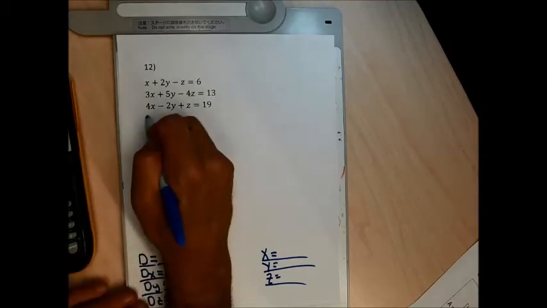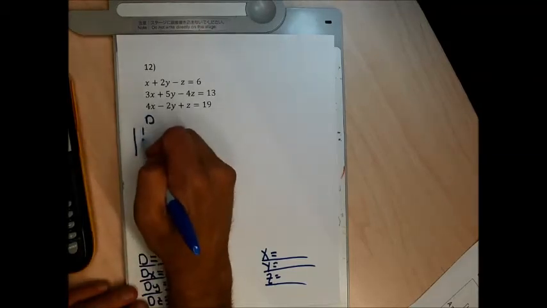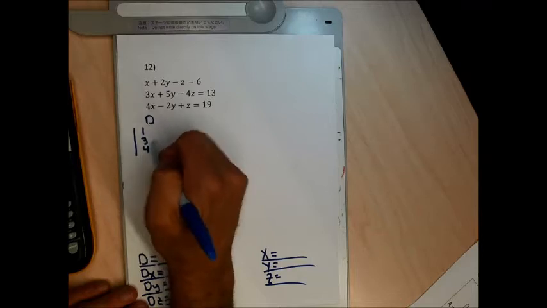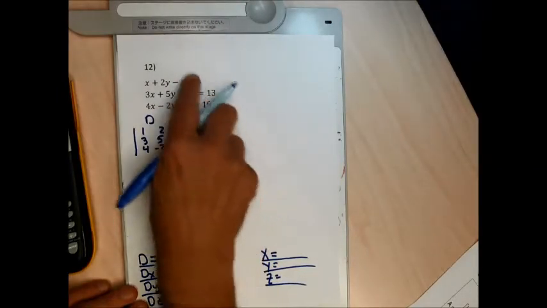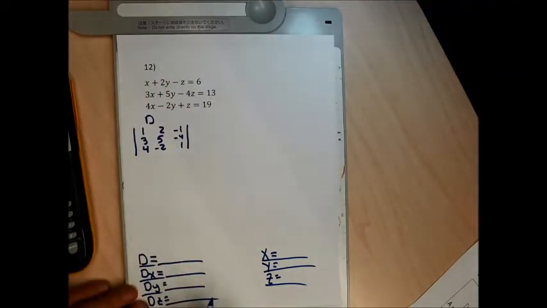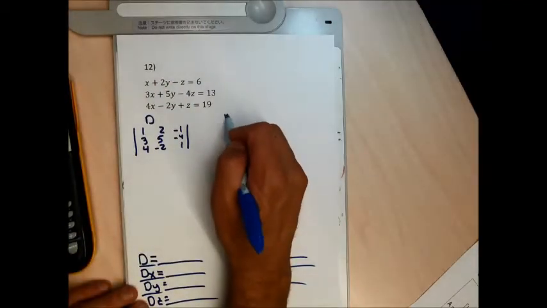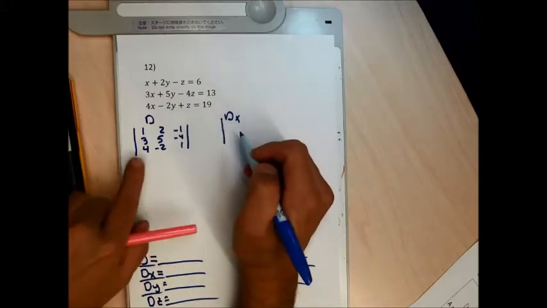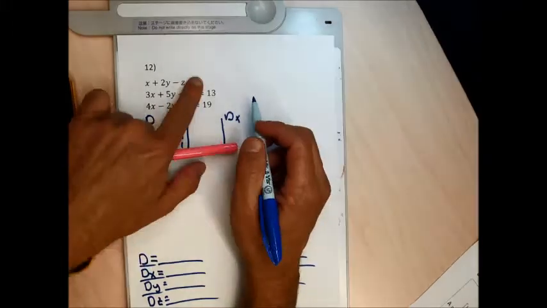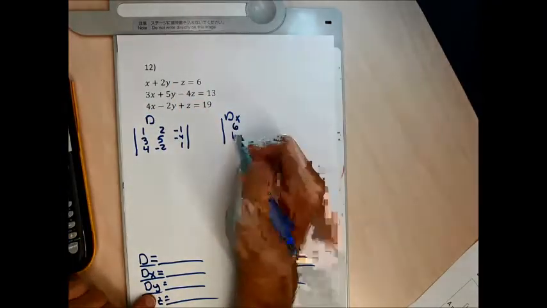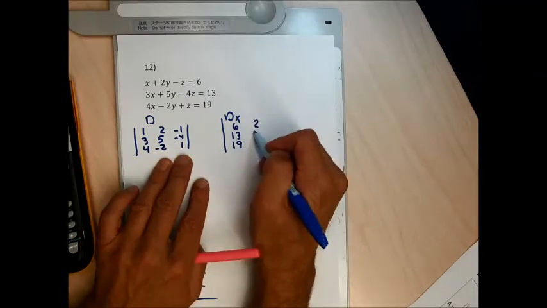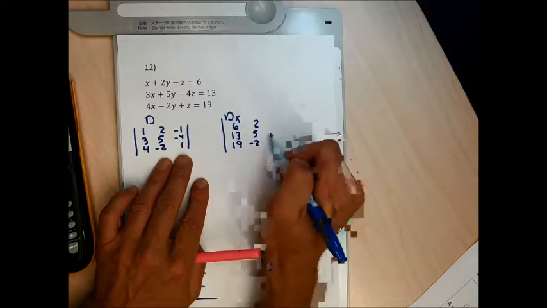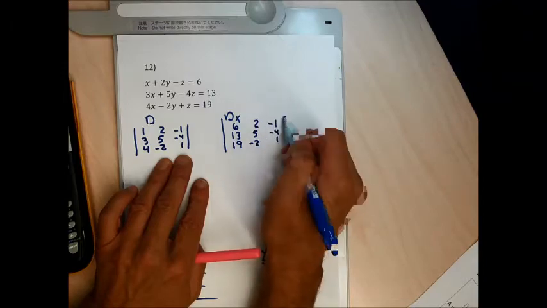The D is the determinant I get by pulling off the coefficients 1, 3, 4, 2, 5, negative 2, negative 1, negative 4, and 1. That's just pulling off the coefficients from the initial problem. The D sub x, I'm going to change the first column, the x column, in the D matrix to 6, 13, and 19. So I'm going to change the first column, the x column, and I'm going to leave the last 2 columns the same. 2, 5, negative 2, negative 1, negative 4, and 1.